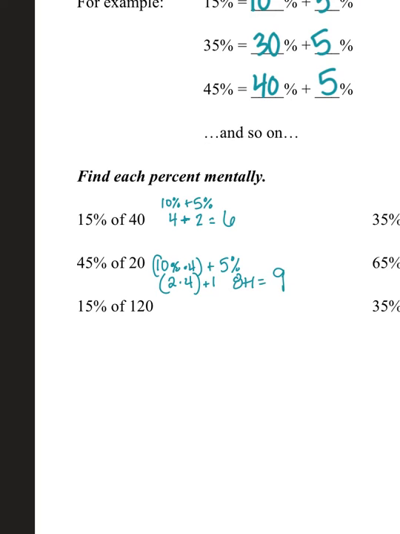Okay, 15% of 120. That's going to be 10% plus 5%. Okay, that's a lot easier. So 10% of 120 is 12. Plus 5% is half of 10%. So half of 12 is 6. So that's going to be 18.